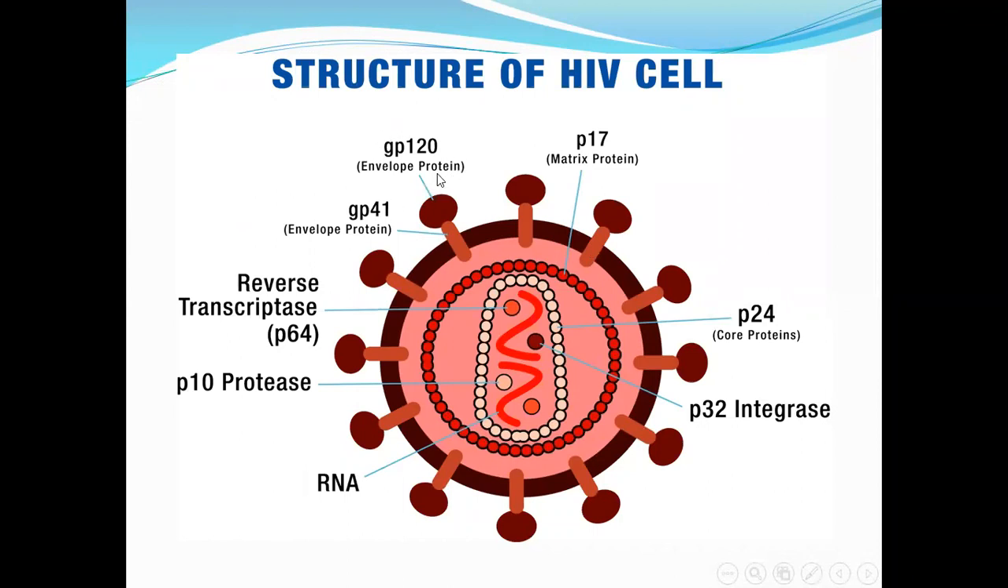Glycoprotein 120 contains the binding site for the T lymphocyte, and the target of this virus when it enters the human body is the T lymphocyte, which is the CD4. So the virus will attach to the T lymphocyte by this glycoprotein 120. Also, there is reverse transcriptase and RNA of the virus.